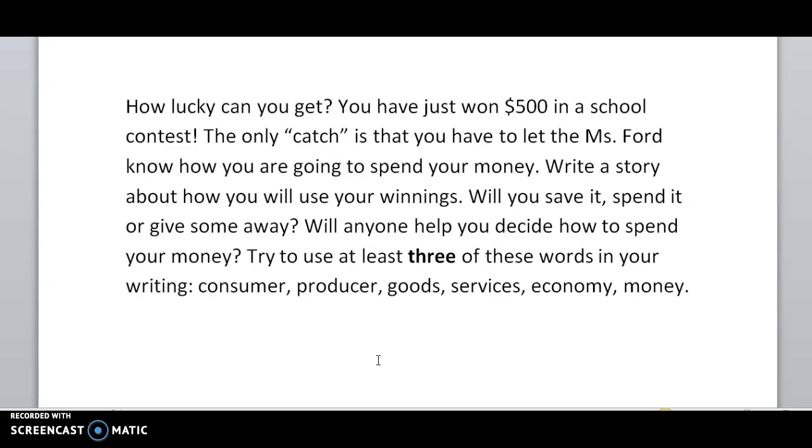Okay? So go ahead and reread the article so that we know what all those words mean if we're a little unsure, and then write a story about how you're going to spend the $500 you just won in a school contest. Okay? Remember, put your writing responses on Class Dojo.